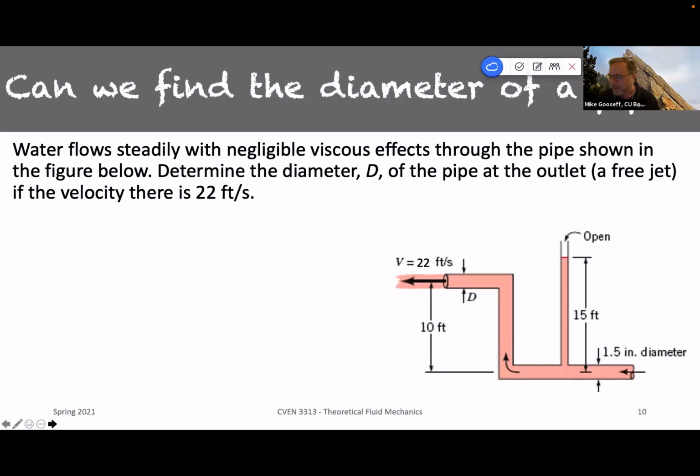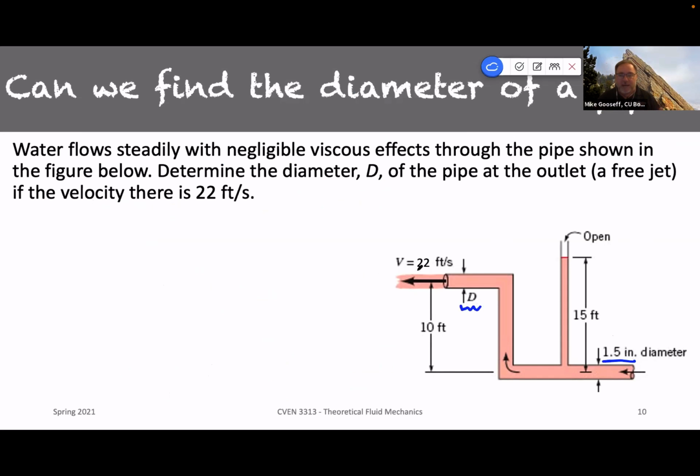Can we find the diameter of a pipe? Okay, so an unknown diameter here, D, is given. We are given the diameter back here as 1.5 inches. So the question basically is, water flows steadily with negligible viscous effects through a pipe shown in the figure below. Determine the diameter D of the pipe at the outlet, which is a free jet, if the velocity there is 22 feet per second.